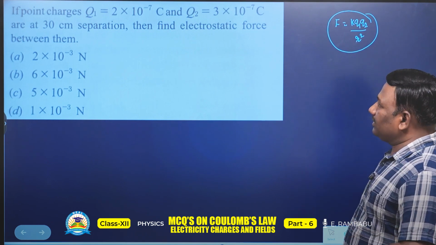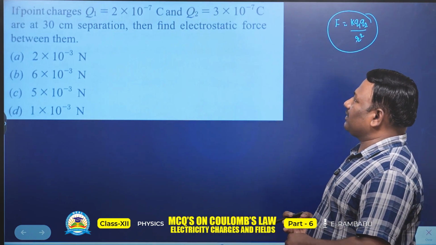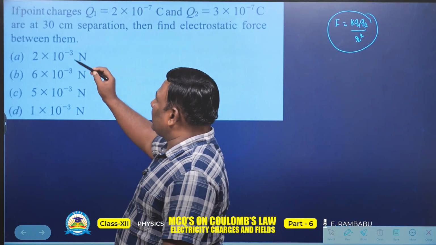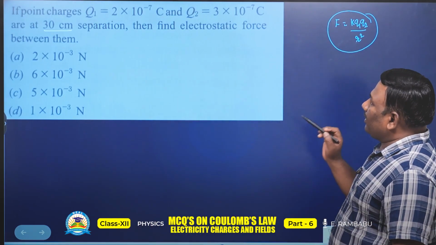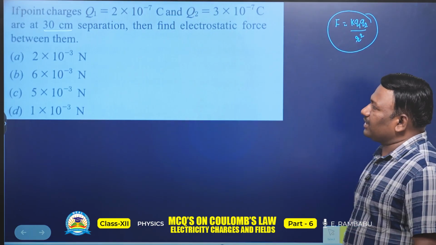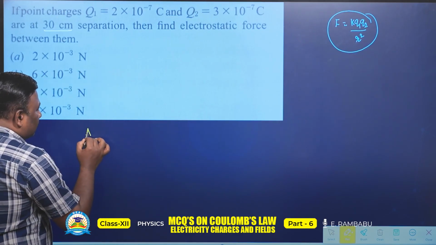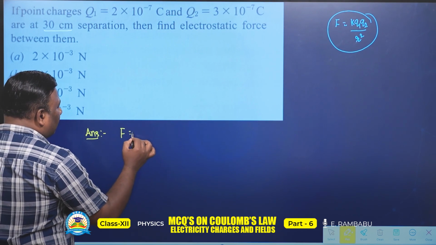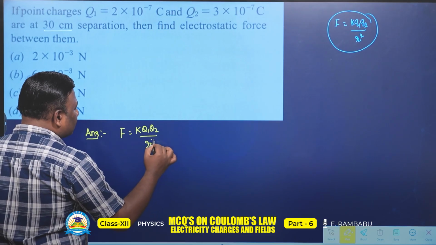See the first question here. If point charges Q1, 2 into 10 to the power minus 7 coulomb, and Q2, 3 into 10 to the power minus 7 coulomb, are separated by 30 centimeters, then what is the electrostatic force between them? Here we are going to use Coulomb's law. The formula can be taken as K into Q1 into Q2 by R square.